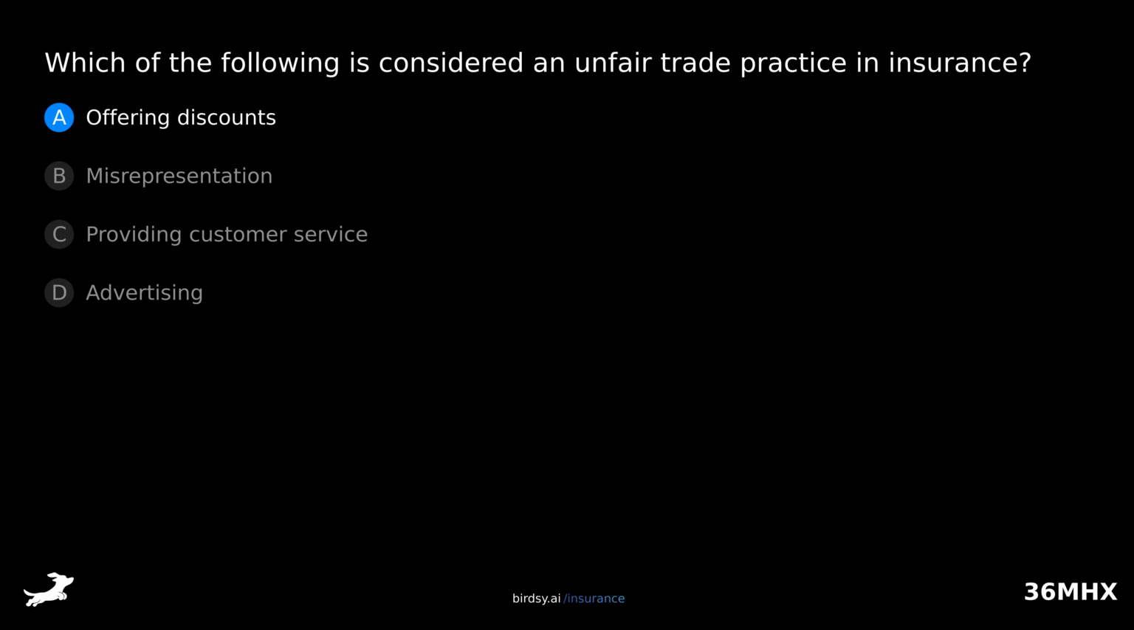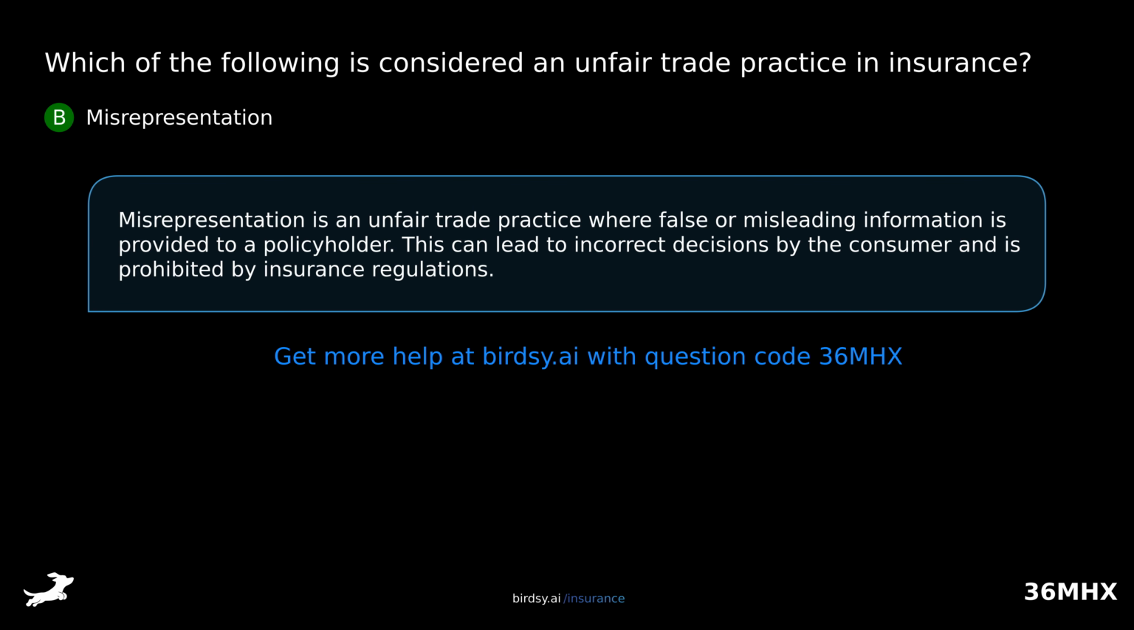Which of the following is considered an unfair trade practice in insurance? Is it A, B, misrepresentation, C, providing customer service, or D, advertising? The answer is B, misrepresentation. Misrepresentation is an unfair trade practice where false or misleading information is provided to a policyholder. This can lead to incorrect decisions by the consumer and is prohibited by insurance regulations.